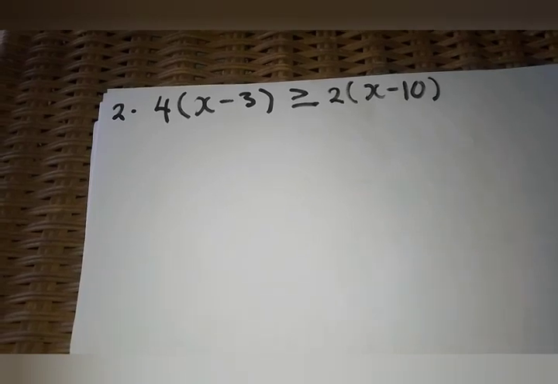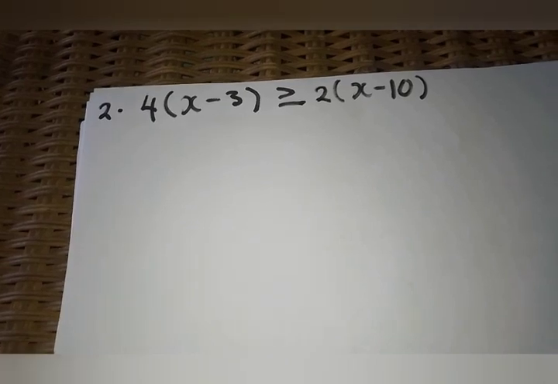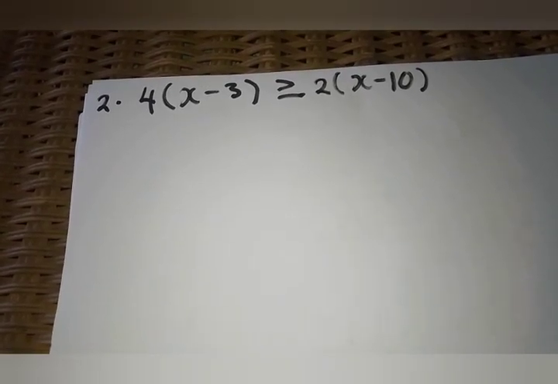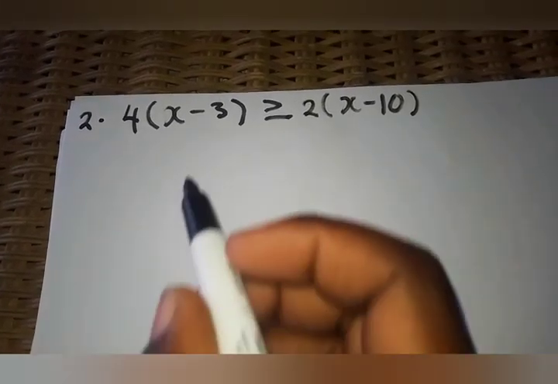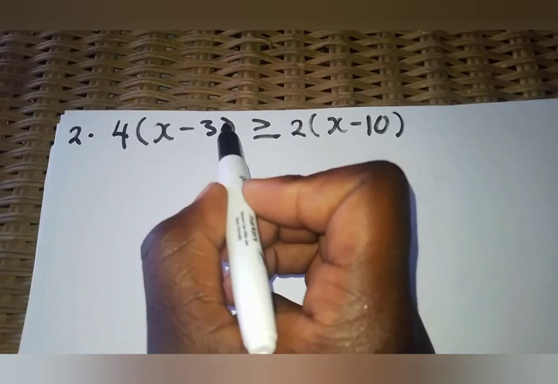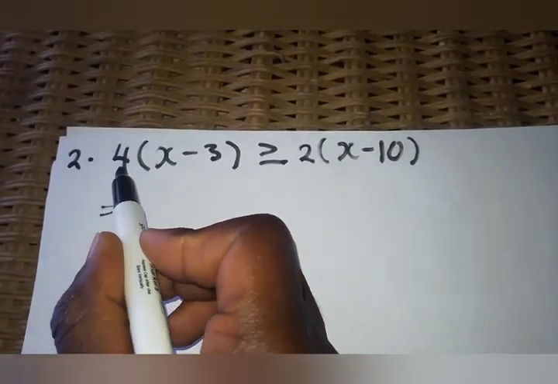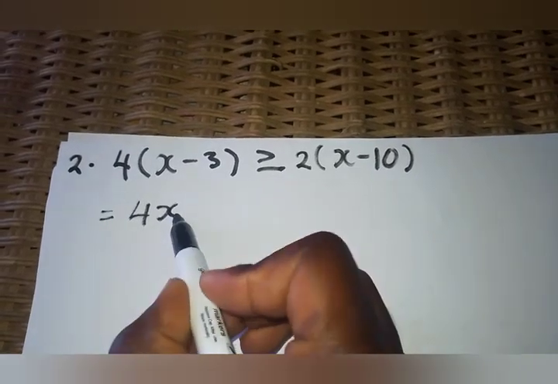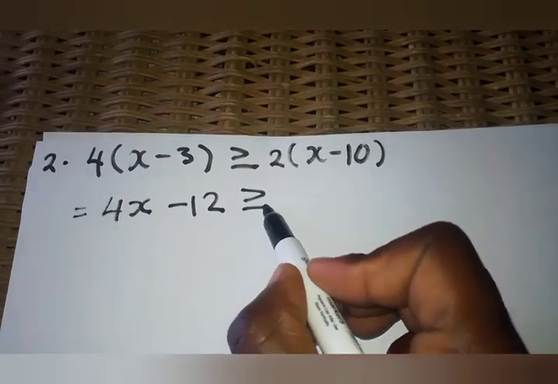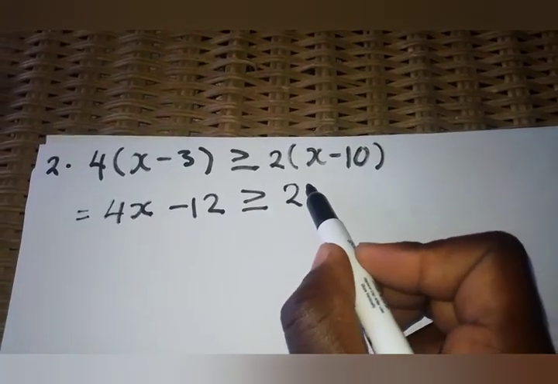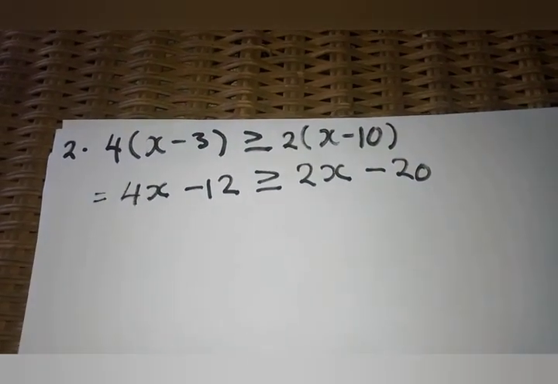Okay, here's our second one. It is 4 open bracket x minus 3 close bracket greater than or equal to 2 open bracket x minus 10. So now we need to make it standard form so we can collect the like terms. So what do we do now? Multiply 4 by x and multiply 4 by minus 3. So we'll get 4x minus, use your calculator to get minus 12 greater than or equal to 2x. Then we multiply 2 by minus 10, which will be minus 20.